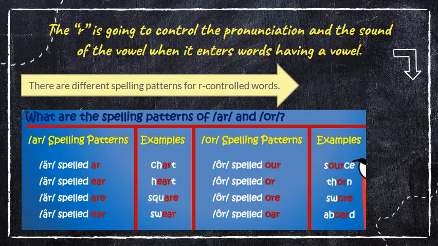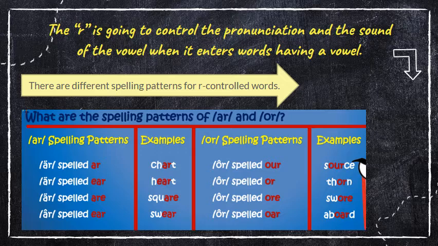Now, the R is going to control the pronunciation and the sound of the vowel when it enters words having a vowel, okay? So there are different spelling patterns for R-controlled words. There is not only one spelling pattern, there are different spelling patterns. Let's see what these different spelling patterns are.